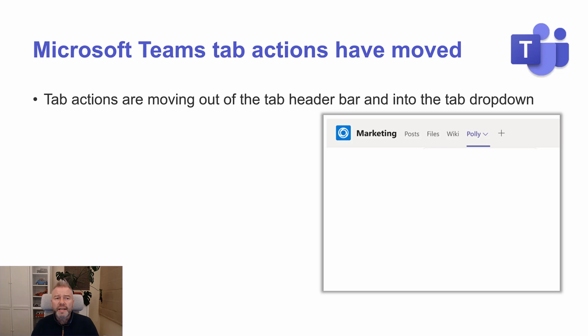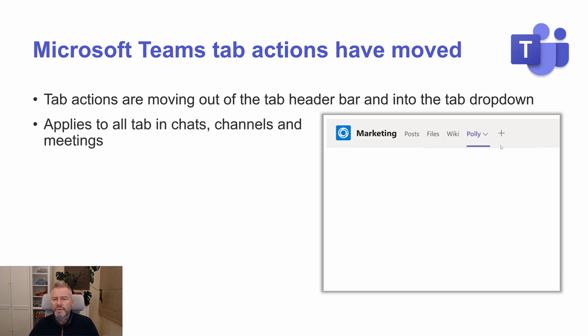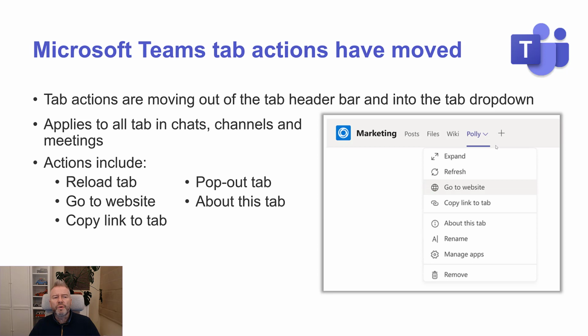This next one, the Microsoft Teams tab actions have moved. This is quite a nice update actually. The tab actions are moving out of the tab header bar. So when you open the tab, you get the icons across the top, and unless you knew what they did or you looked for them, they're almost hiding in plain sight. This is a much nicer way of doing it. Reloading the tab, going to the website, copying the link to tab, popping out a tab or about this tab, it's all in this drop down.